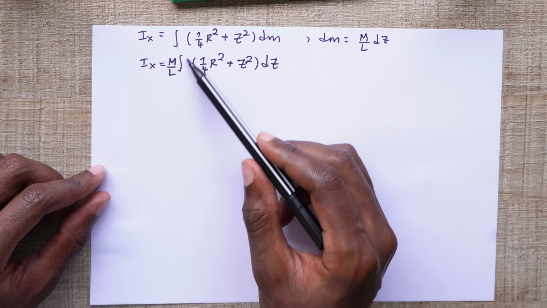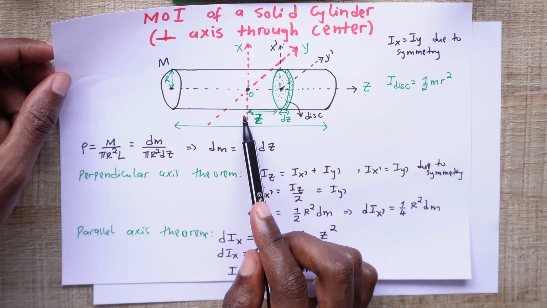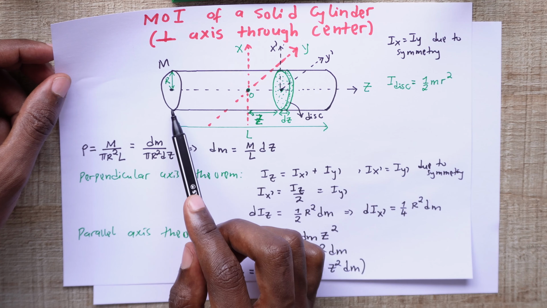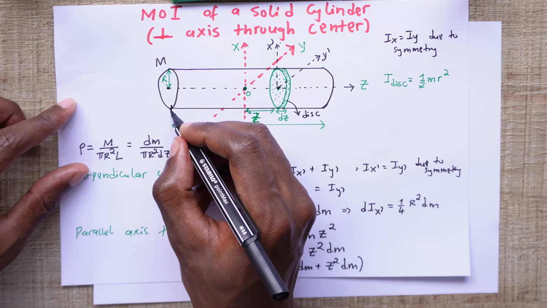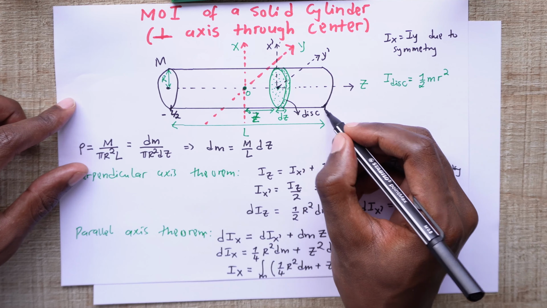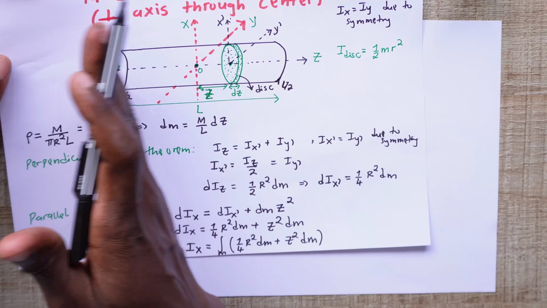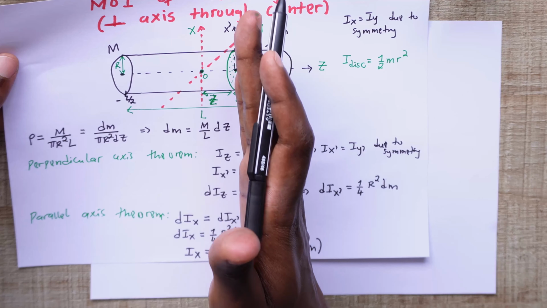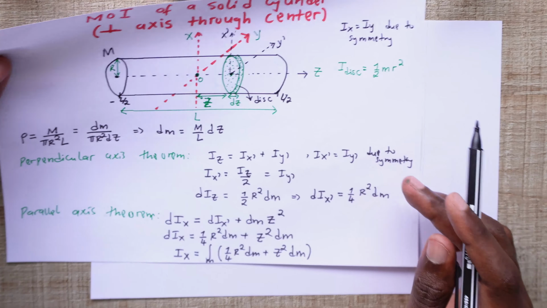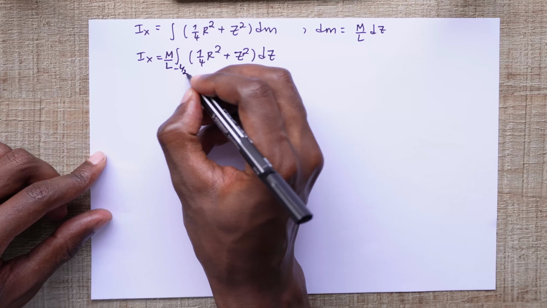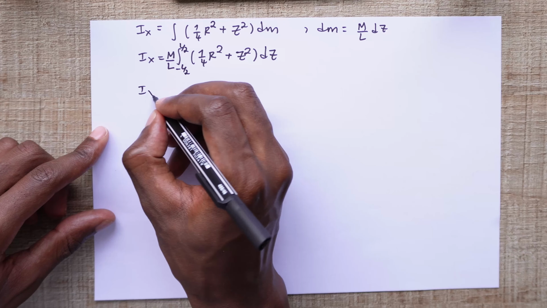the limits of integration. You can check that here. You can see that we need to integrate from negative L over 2 to L over 2, so that we can generate the whole cylinder. So we need to move this disk all through like that, from negative L over 2 to L over 2. Hope that's clear. So here we have negative L over 2, and here we have L over 2. So you then need to perform this integral.